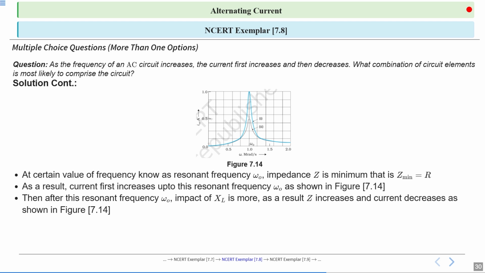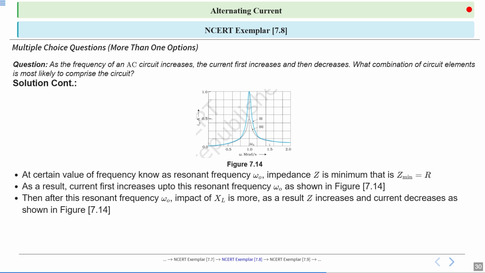So after the resonant frequency omega naught, the impact of XL is now more, because XL is increasing and 1 by omega C, that is XC, is decreasing now. So the difference between both of them is now increasing again. So the impact of XL is more. As a result, Z increases and current decreases.